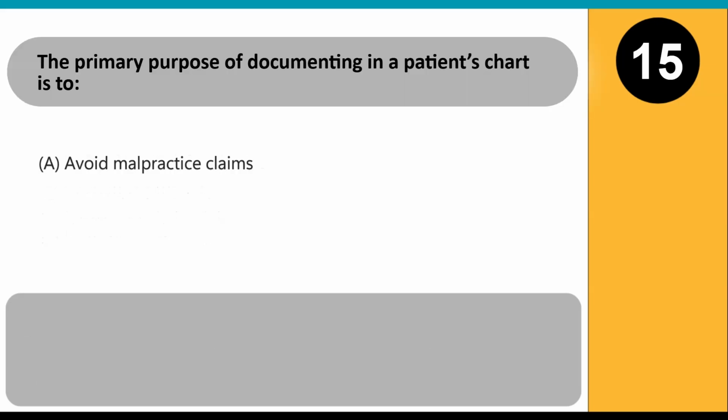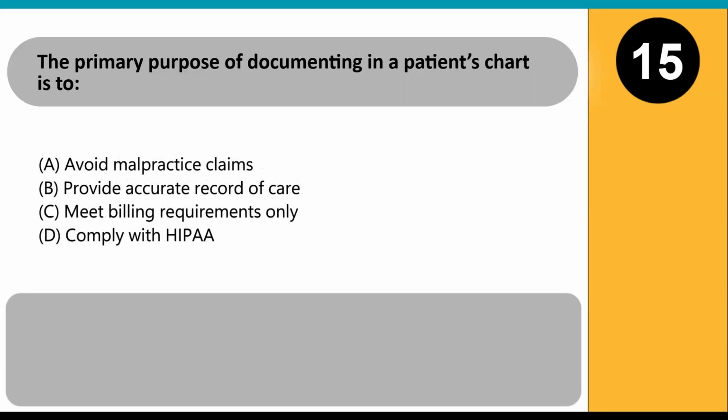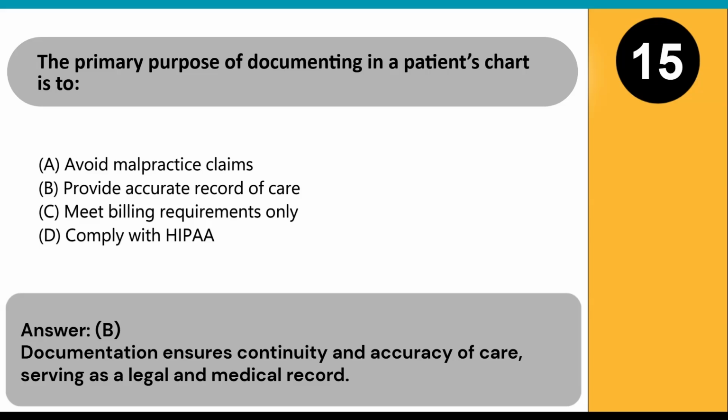The primary purpose of documenting in a patient's chart is to A. Avoid malpractice claims, B. Provide accurate record of care, C. Meet billing requirements only, D. Comply with HIPAA. Answer: B. Documentation ensures continuity and accuracy of care, serving as a legal and medical record.